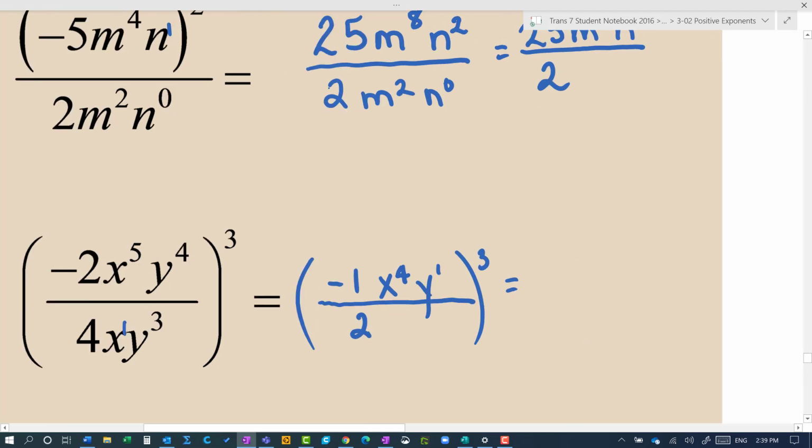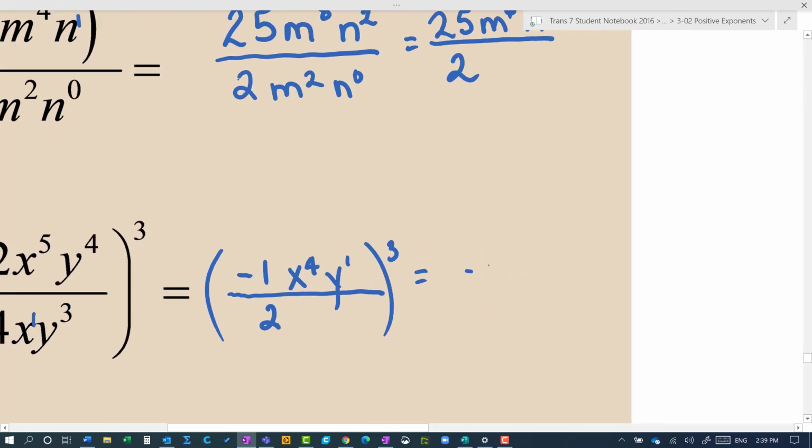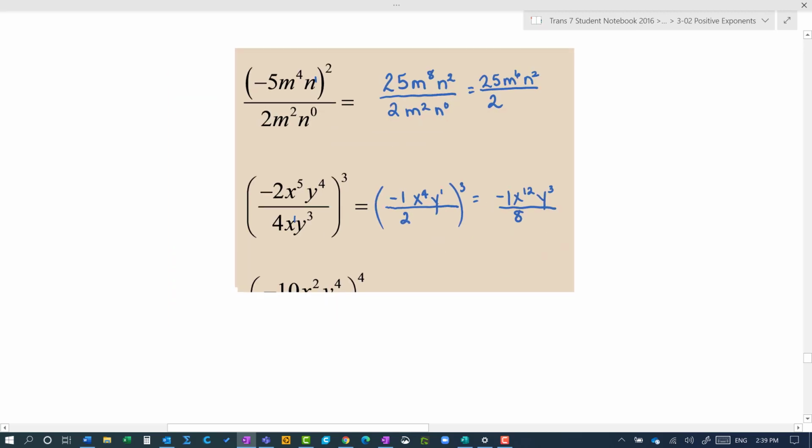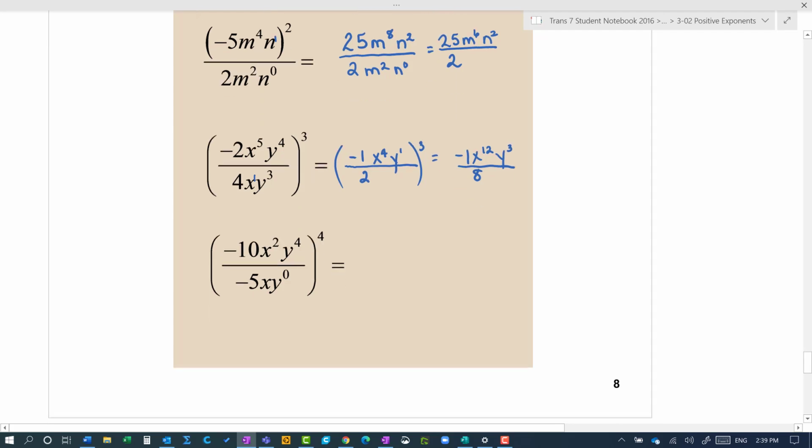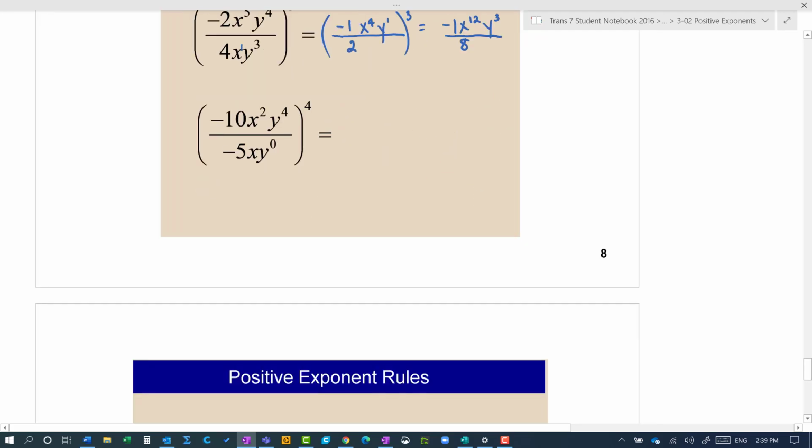Now, we still need to raise all of this to the 3rd power. So, negative 1 to the 3rd power is negative 1. X to the 4th to the 3rd power is x to the 12th. Y to the 1st to the 3rd power is y to the 3rd. And then 2 to the 3rd is 8. So that's your answer. Try this one last problem and then check in and see how you did.